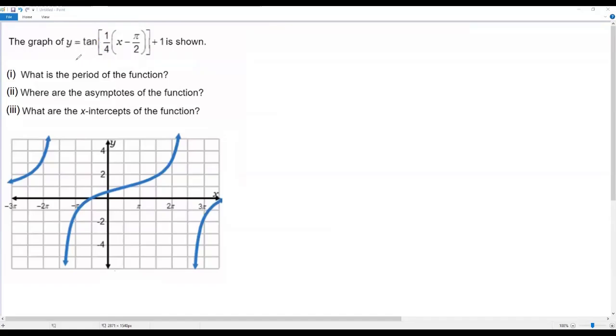So if I want to get the vertical asymptotes for this tangent function, I must have pi over 2 at the place over here. That means the value of 1 over 4 times (x minus pi over 2) must be equal to pi over 2. Okay, now we have to solve for x to get the equation of the vertical asymptote.